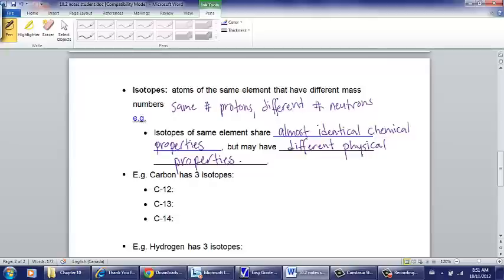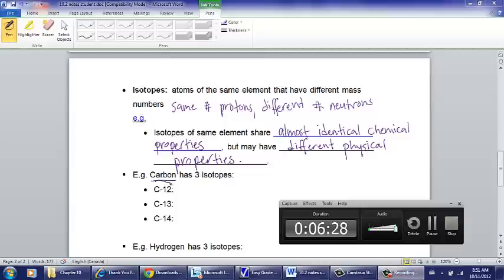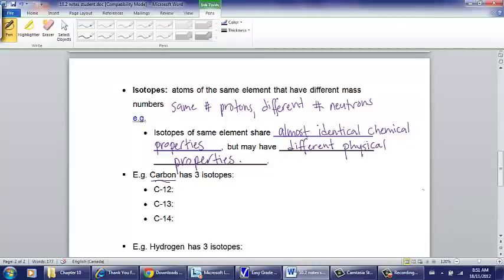Looking at some examples of isotopes, first example I'm going to choose is carbon. Carbon has 3 isotopes, carbon-12, carbon-13, and carbon-14. So this is the mass number that comes afterwards. So that's the total number of protons and neutrons. And we know that the protons are always the same. So if we look up carbon on the periodic table, carbon has 6 protons. So carbon-12 would have 6 protons, and then 12 minus 6, it would have 6 neutrons. This happens to be the most common and the most stable form of carbon.